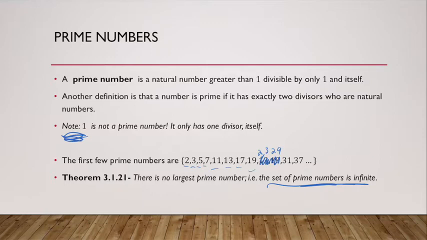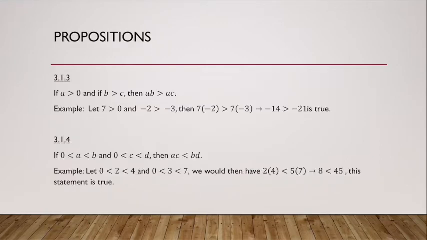So we've got a few propositions I want to go over. If a is greater than 0, and if b is greater than c, then ab is greater than ac. So let's take a look at an example. If I have that 7 is greater than 0, and negative 2 is greater than negative 3, then 7 times negative 2 is greater than 7 times negative 3. That's going to give me negative 14 is greater than negative 21. And this is a true statement.